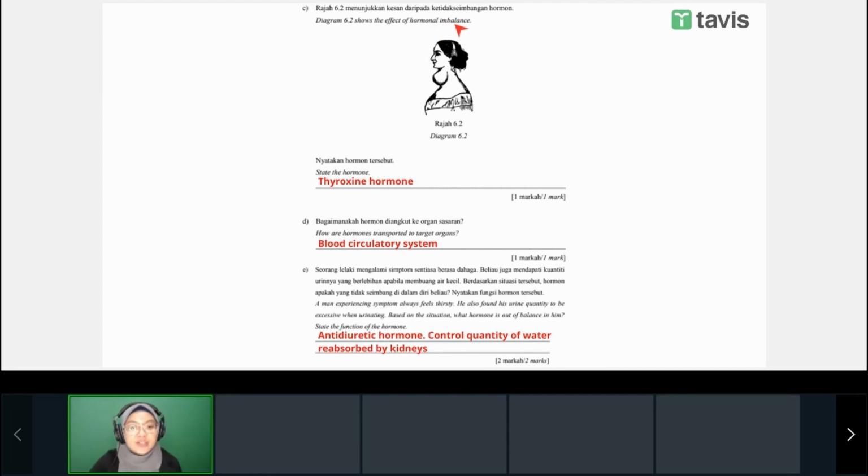Let's see question C. Diagram 6.2 shows the effect of hormonal imbalance. A situation when someone has a slight bulging at the area of her neck. What is the problem? What is the disease? The disease is called a goiter. Goiter is due to lack of iodine. It's all theory questions for this section B. Not much application I see yet. Okay.